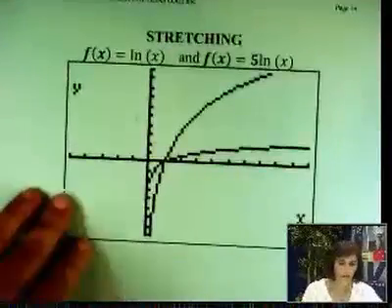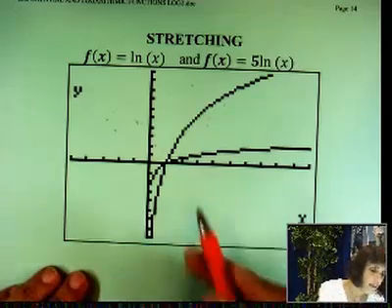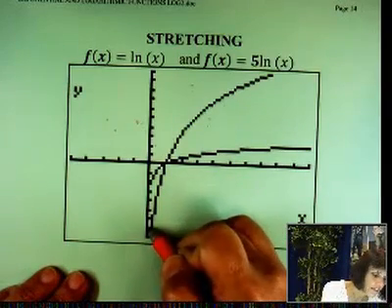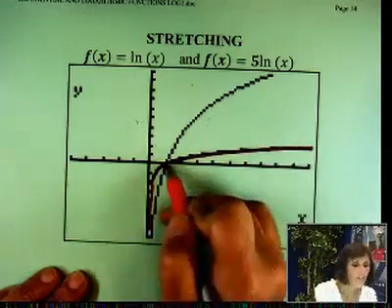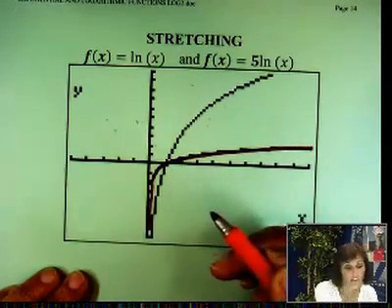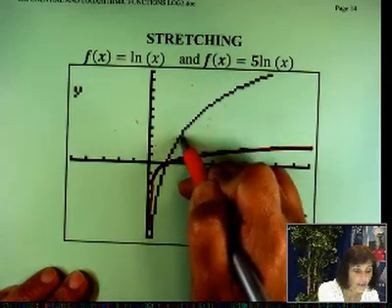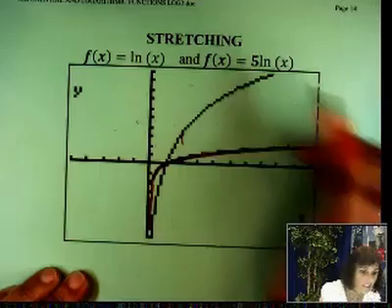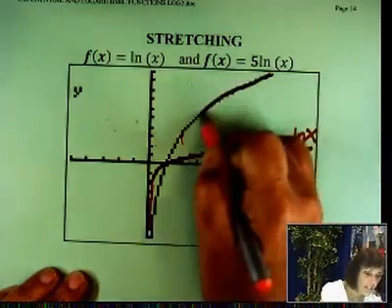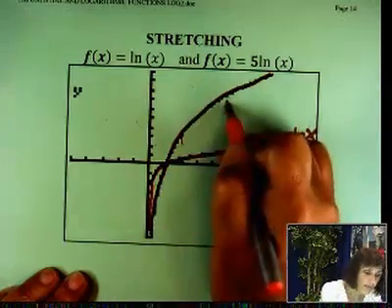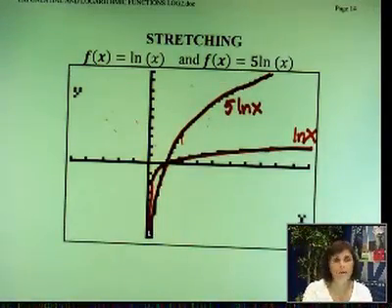All right, let's talk about stretching. ln of x. Here's my ln of x. When you multiply 0 by 5, you're going to get 0. But when you multiply anything else by 5, this is going to be 5 times bigger. So do you see this? This is ln of x. And this is 5 times ln of x. It did stretch vertically.